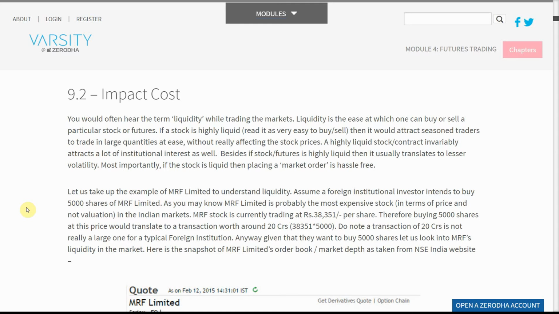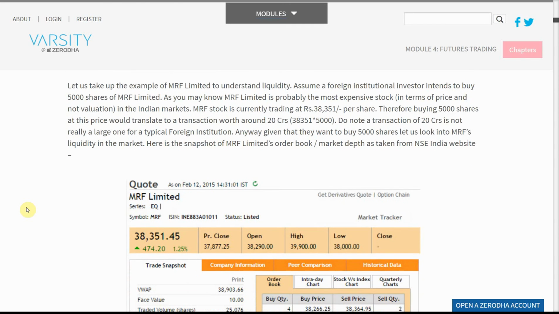Therefore, buying 5,000 shares at this price would translate to a transaction worth around 20 Cr, 38,351 * 5,000. Do note, a transaction of 20 Cr is not really a large one for a typical foreign institution. Anyway, given that they want to buy 5,000 shares, let us look into MRF's liquidity in the market. Here is the snapshot of MRF Limited's order book. Market depth is taken from NSE India website.